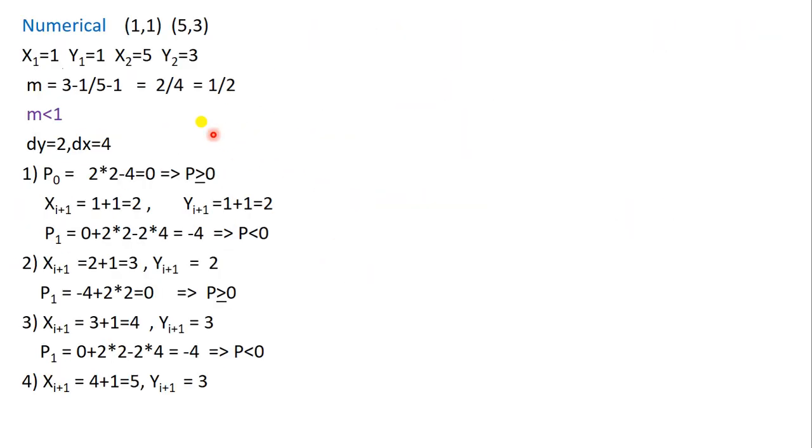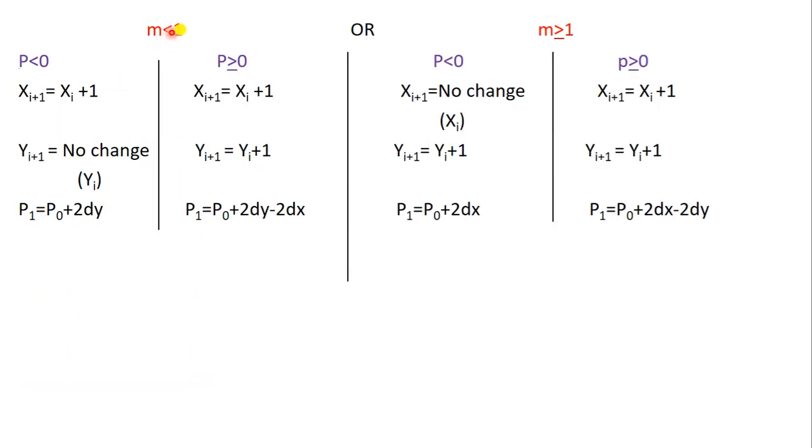After that, dy is there. What is dy here? 2. Just now I told that 3 minus 1 is dy, and 5 minus 1, that is x2 minus x1, is dx. So 2 dy minus dx, 2 into dy. So 2 I have written here into dy. What is dy? 2 I have written here, minus dx value, that is 4. 2 into 2 is 4, 4 minus 4 is 0. So now we got the decision parameter as 0.